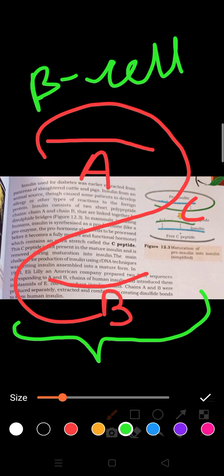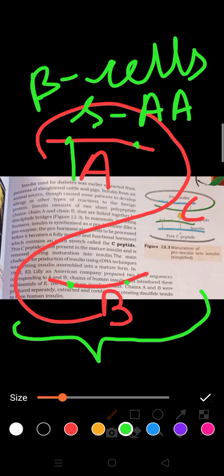This natural form is the inactive insulin, and it is known as proinsulin. From where is insulin secreted? From the beta cells of the islets of Langerhans, and these are present in our pancreas. So how many chains are there? A, B, and C. C is naturally present. A and B are actually polypeptide chains, and they have sulfur-containing amino acids.